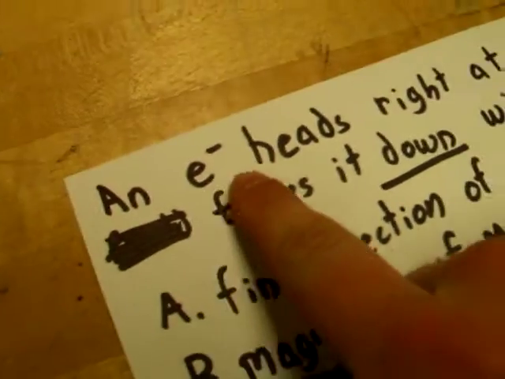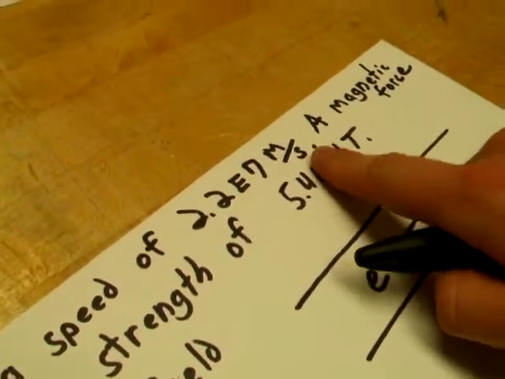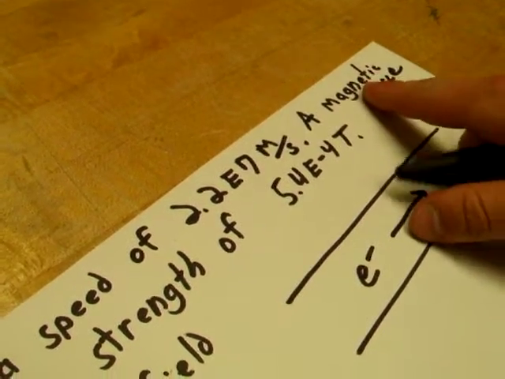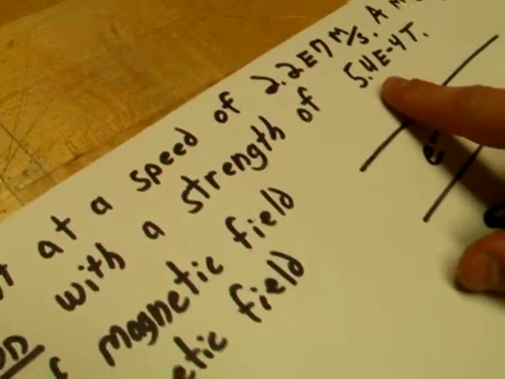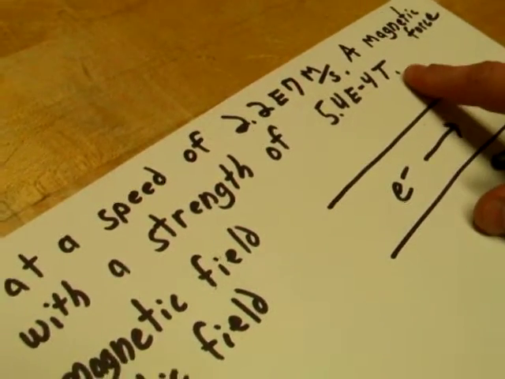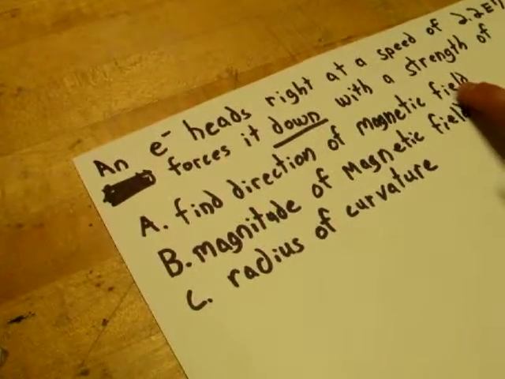Question: an electron heads to the right at a speed of 2.2e7 meters per second. It is forced down by a magnetic field with a strength of 5.4e-4 Tesla. Now, letter A asks us to find the direction of the magnetic field.